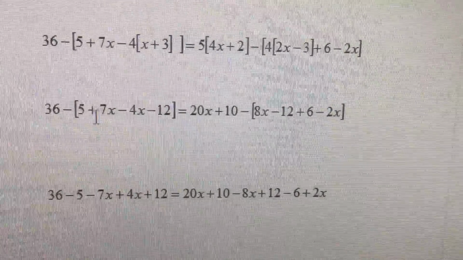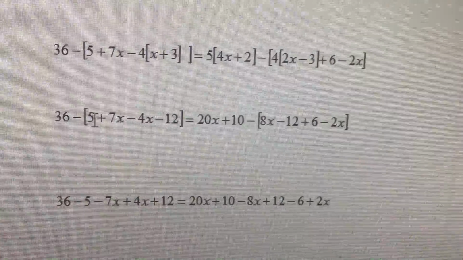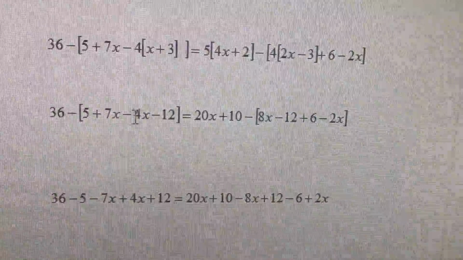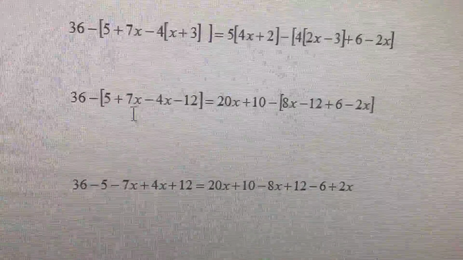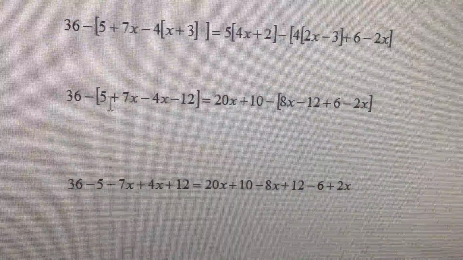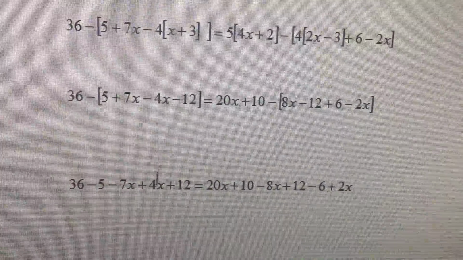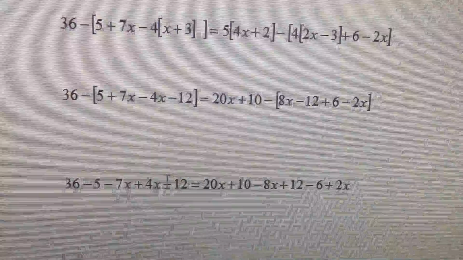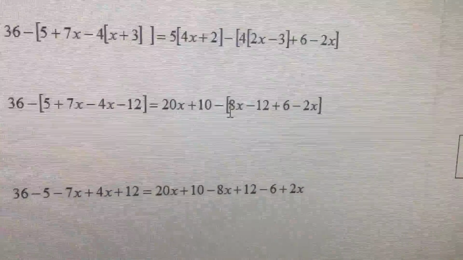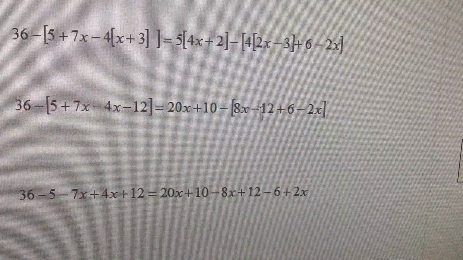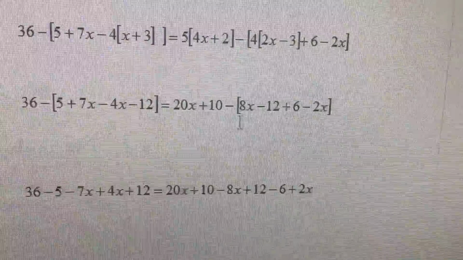Sometimes, as I mentioned before in chapter 0, we skip some of them and we leave them behind. We have to distribute this the whole way across. So it has to be negative 5, negative 7x, positive 4 because negative negative equals a plus, and positive 12. And then over here, same thing. Negative 8x, positive 12, negative 6, and positive 2x.